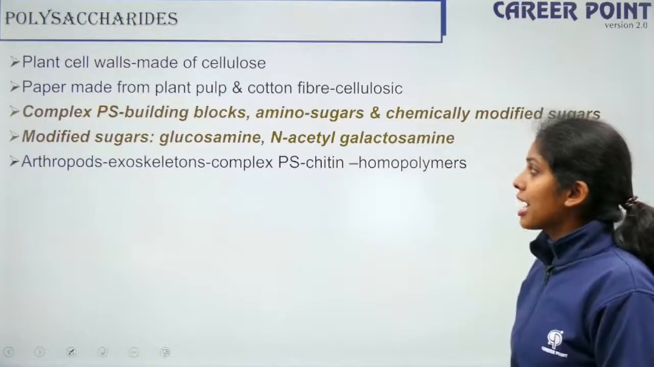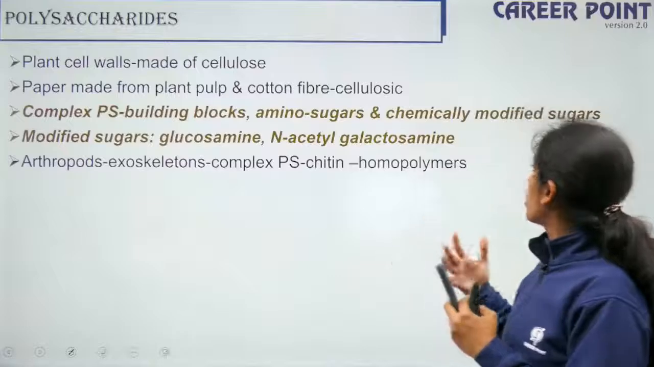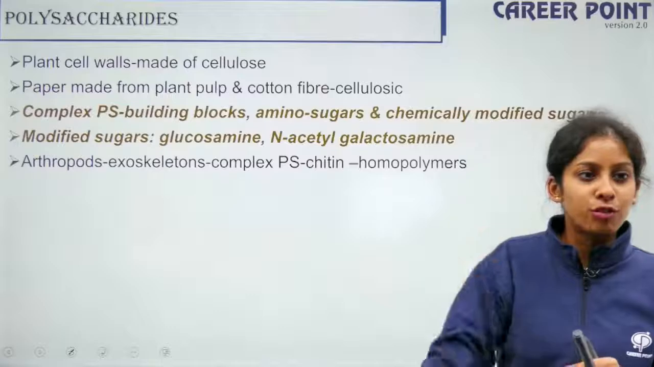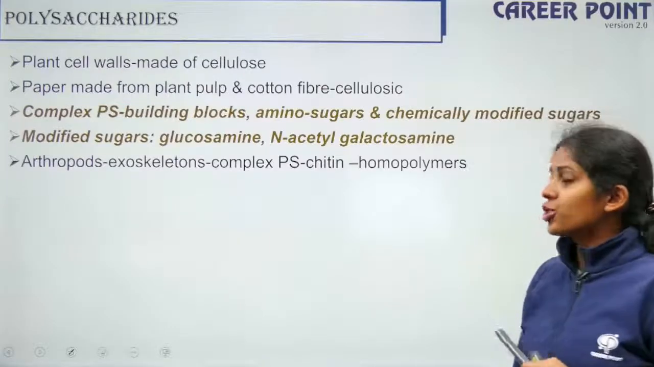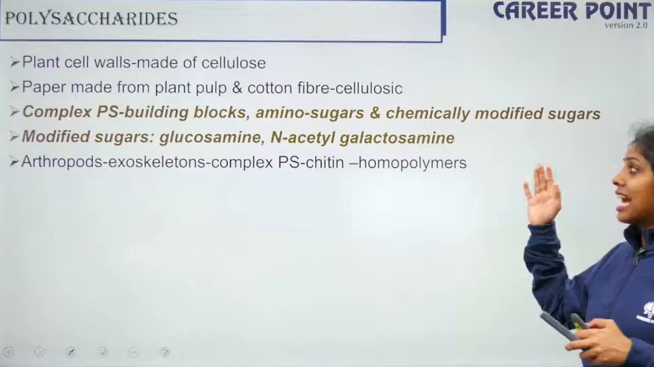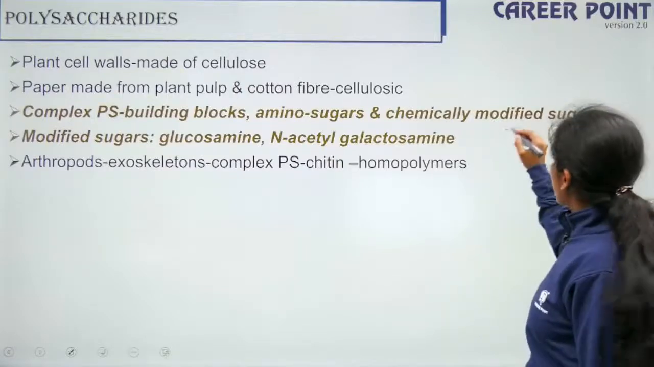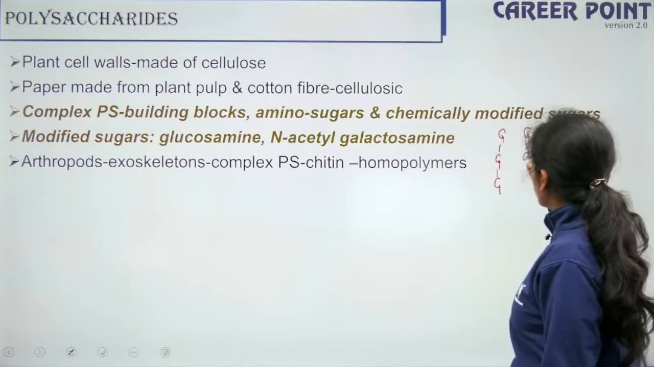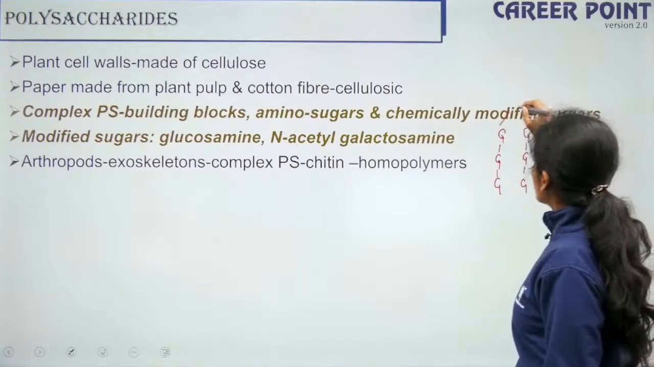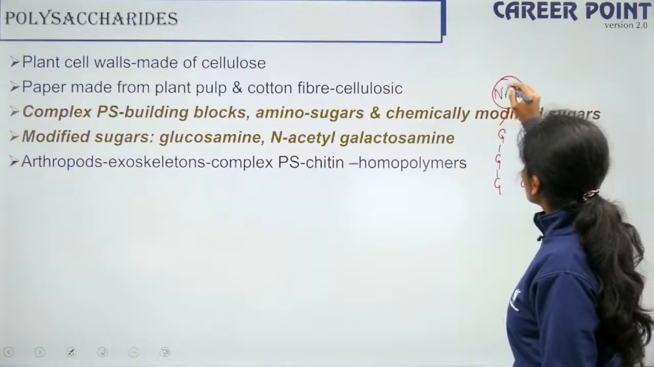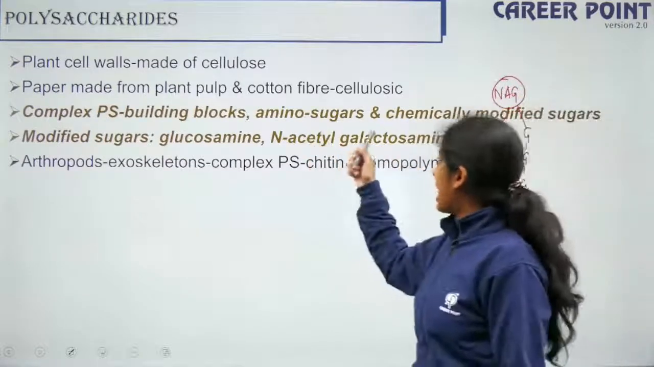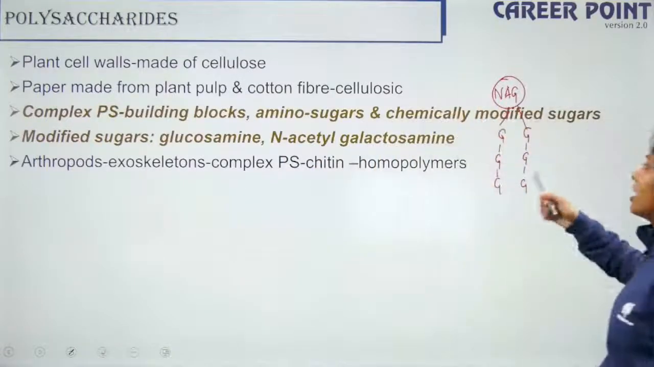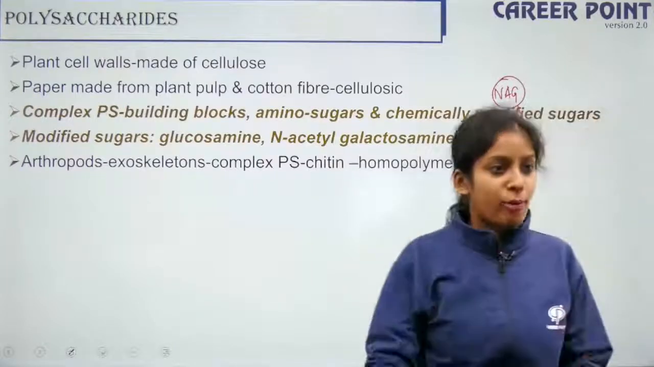Alright, so the complex polysaccharides are made up of building blocks, amino sugars and chemically modified sugars. Yeah, they are complex, so from the name you should understand it has a bit of complexity. They have modified sugars, that is glucosamine and N-acetyl galactosamine. For example, say I have repeated cellulose molecules, these can be joined by N-acetyl glucosamine. N-acetyl galactosamine or glucosamine are also modified sugars. They connect two polysaccharides together, thus forming your complex polysaccharide.